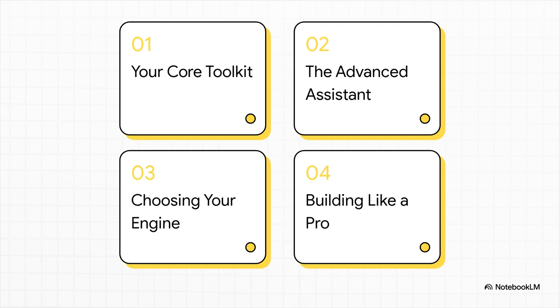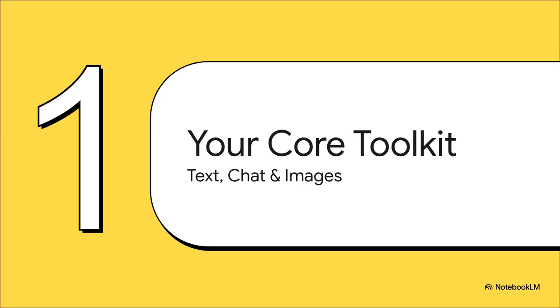We'll start with the core stuff, the APIs for text and images. Then, we'll level up to the more advanced Assistants API. After that, we'll figure out how to pick the right model to power everything. And finally, we'll wrap up with the best practices so you can build like a pro. All right, let's get into it.